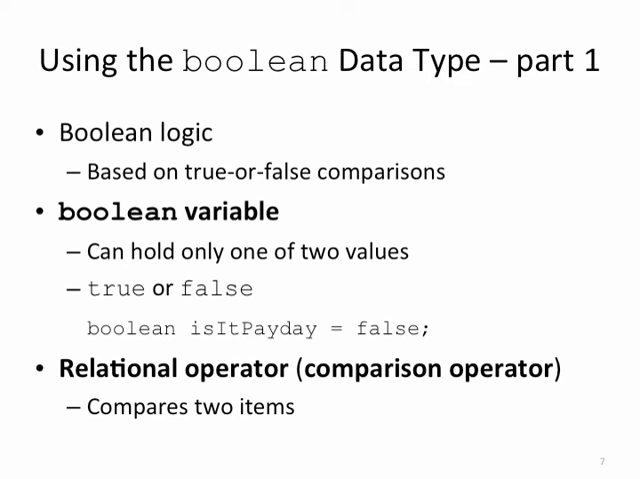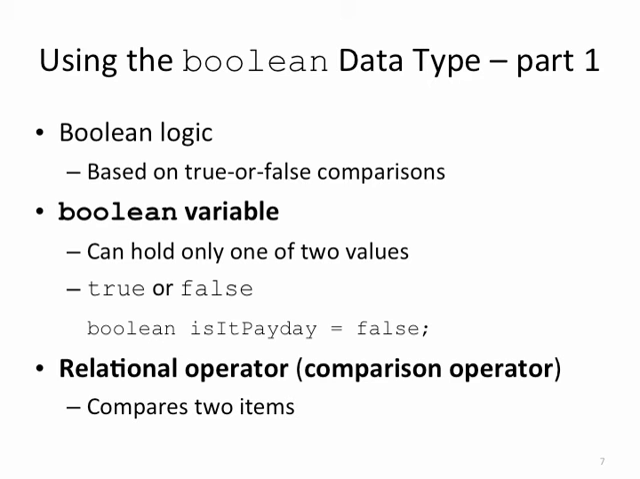The Boolean data type only has two possible values. It's either true or it's false. It can be one or the other, but not both. So here's an example down here where it says Boolean is it payday equals false. The variable is called is it payday and the initial value is false, so it is not payday.